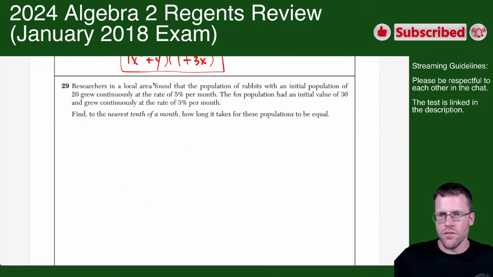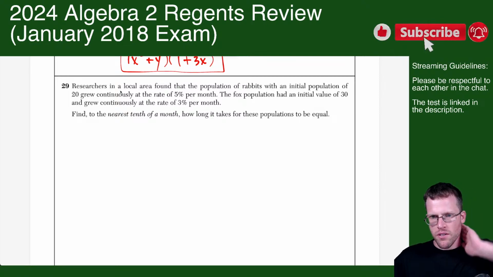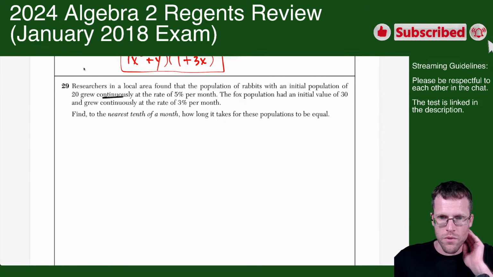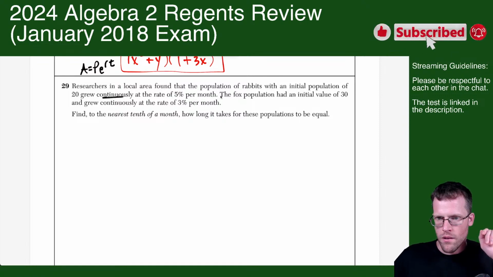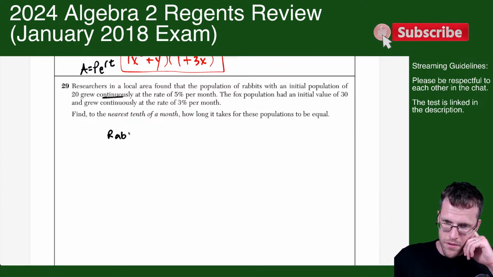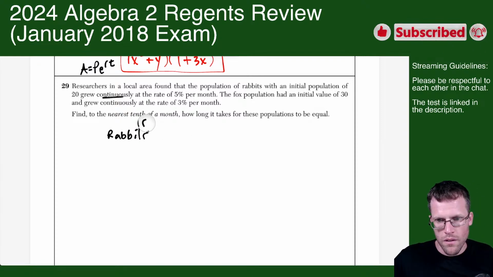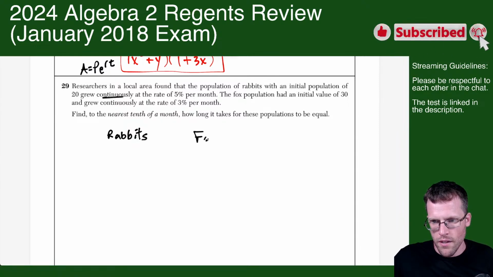All right, researchers in a local area found that the population of rabbits with an initial population of 20 grew continuously. Oh, wow, so this one again. So twice with this formula. All right, so let's see. So rabbits and foxes.